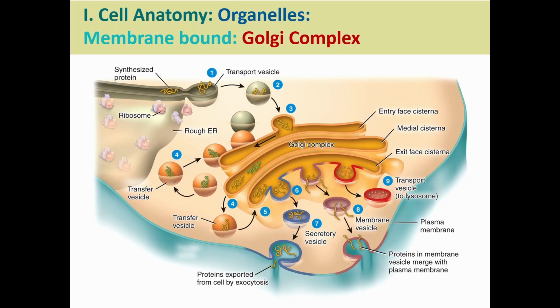From there, we can either move somewhere else within the cell. We can be a secretory vesicle where we're going to basically push these components out of the cell. We can transport something to a lysosome or to another organelle, or we can bring things out of the cell. So basically just push things out. Maybe we want to put them in the membrane. We want to embed them in the membrane itself.